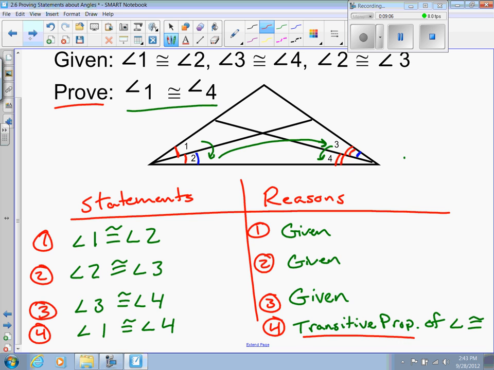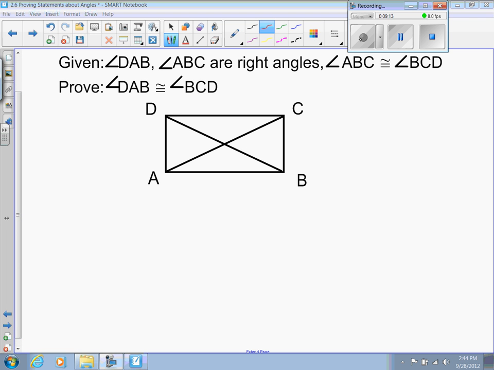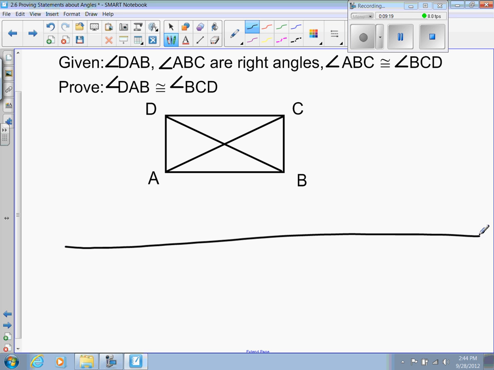All right. Here's the next one. All right, so once again, we're going to do a proof, so I haven't even read it yet, but I know when I do a proof, I know the form. It has to be in the statements on the left.